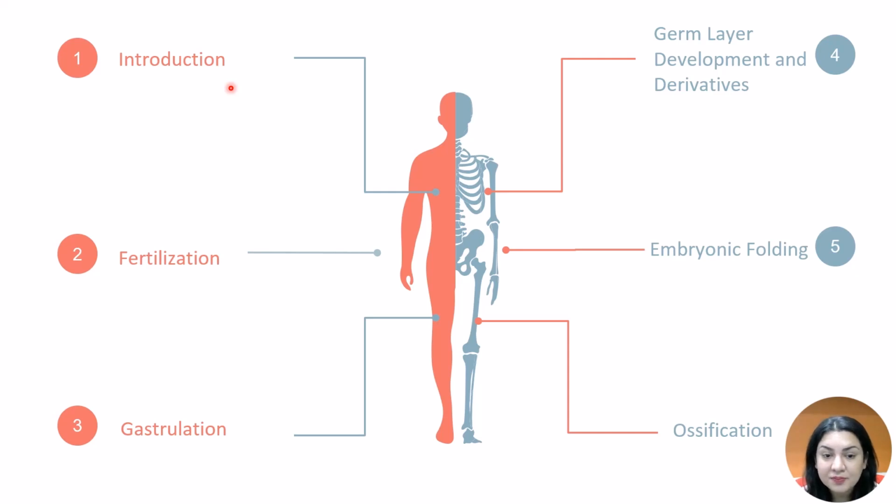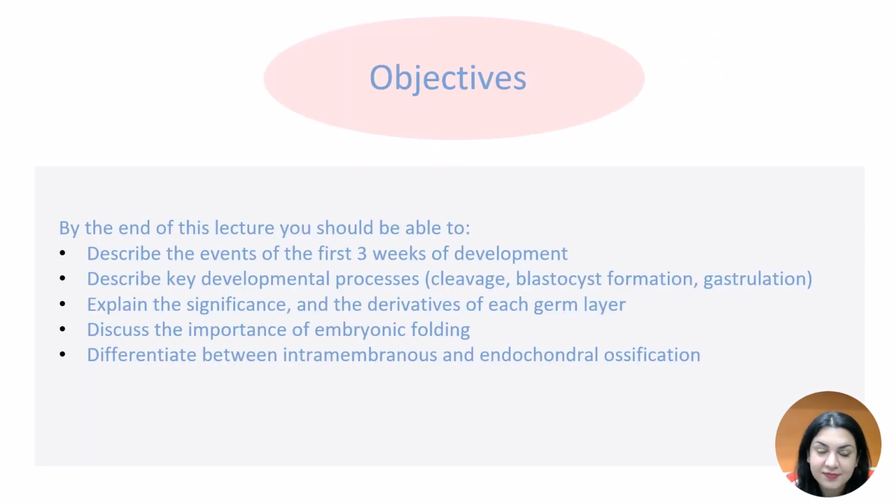And of course, ultimately, when we talk about the key events that are happening in those first 3 weeks of development, we'll also relate some of the clinical implications of what could possibly go wrong during those first 3 weeks of development. And if something goes wrong, how could that present in a fetus or in the baby afterwards?